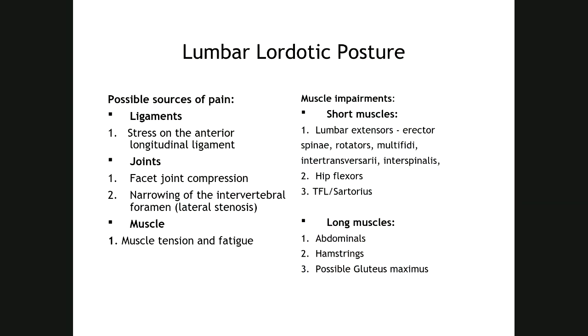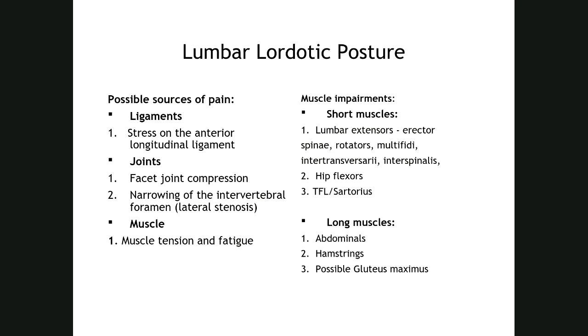So possible sources of pain in a patient with a continuous lumbar lordotic posture can be stress on the anterior longitudinal ligament. The joint that can be affected can be the facet joints due to that compression. Narrowing also of the intervertebral foramen. That's called lateral stenosis, and we'll talk about that condition later on in the presentation. Like I've been saying, muscle tension and fatigue is going to be present for all of these postures because it's not normal. The muscle impairments that you guys mentioned already, the shortened muscles, everything that's going to get tight is going to be in the back.